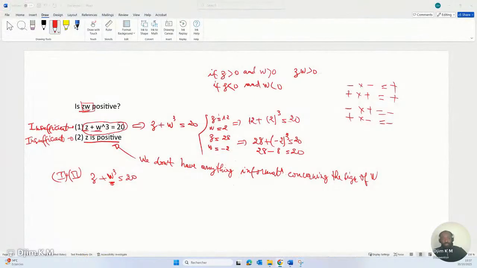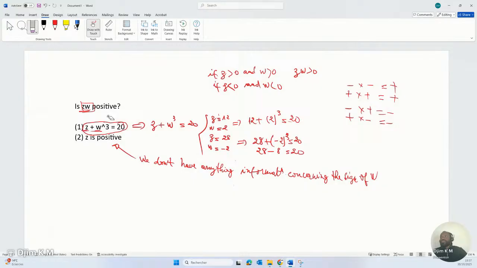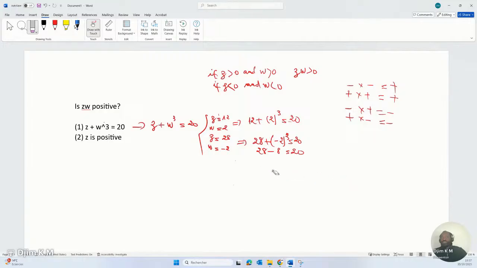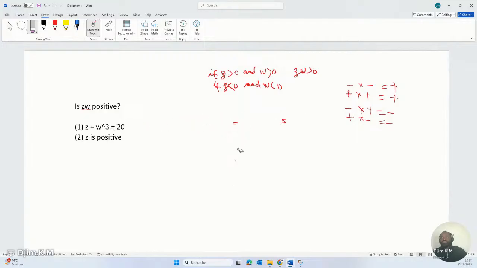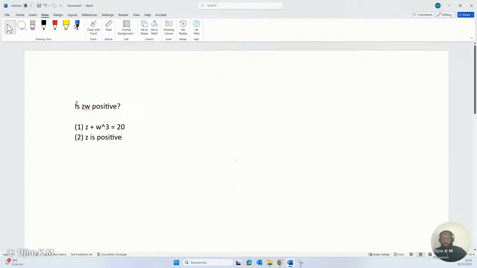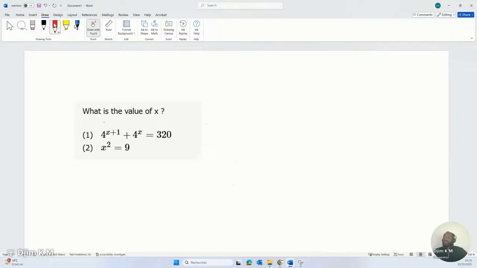Okay, so let's take the next question. What is the value of x? We need to find the value of x.